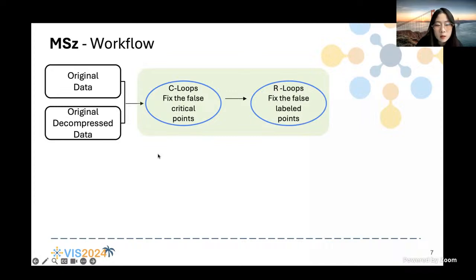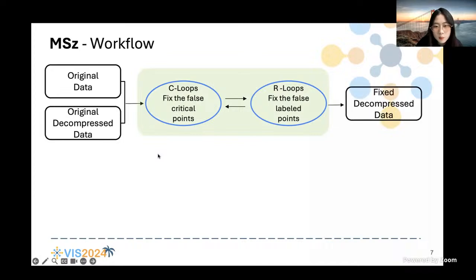And note that in both of the loops, we are going to modify the decompressed data. And any modification would kind of introduce new false cases. So we need to go back to the C loops to fix the newly introduced false critical points. And those two distinct loops will be executed iteratively, and the whole process will only exit when the MSS is fully preserved.